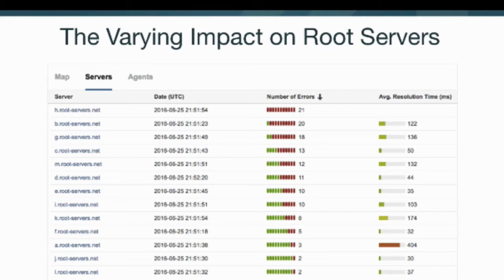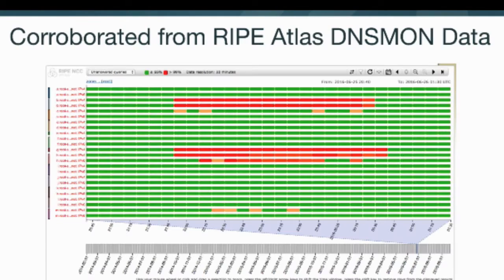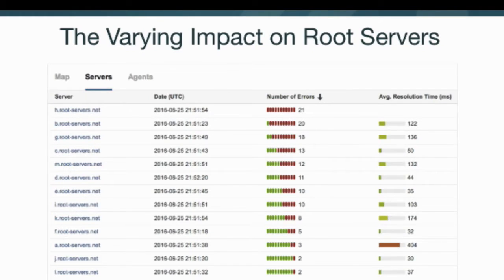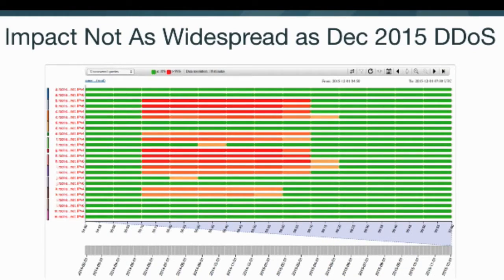So if you look at the servers, again, we'll focus on this, but as a side note, similar behavior was also seen in the RIPE DNSMON data, where you can see in this very readable slide up there with all the large fonts that the red belongs to the B root servers, and then the G and the H, which are the same as the top three here. Now this, again, as I mentioned in the prelude, is not as bad as the December 2015 DDoS, just in terms of the impact, right? So that's a comparison point.